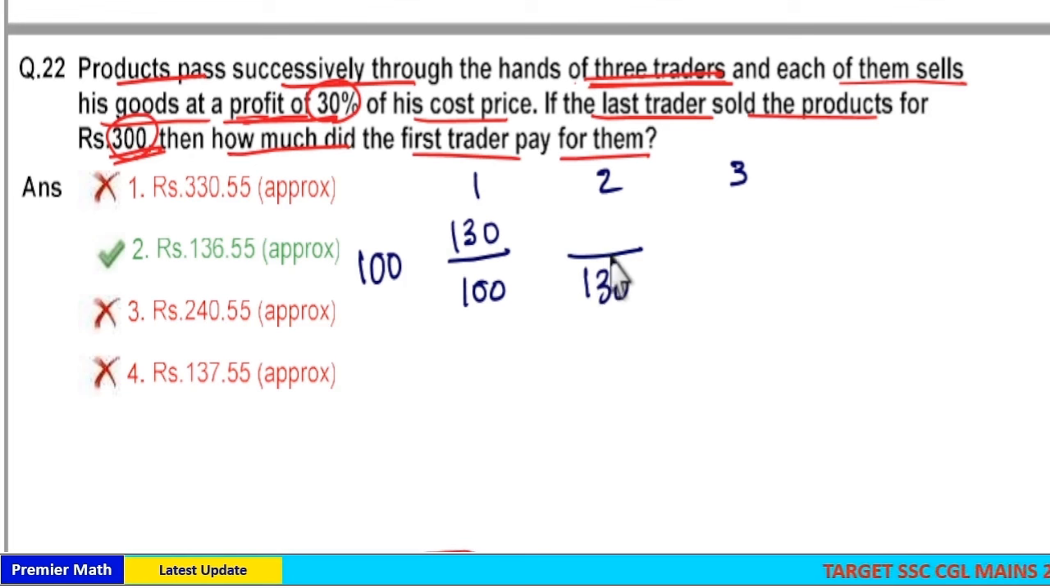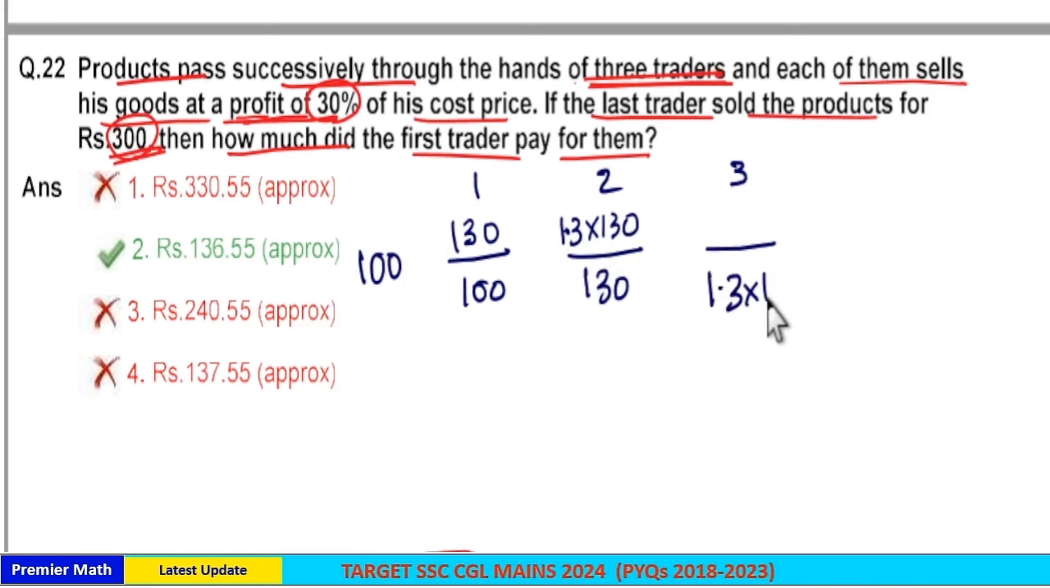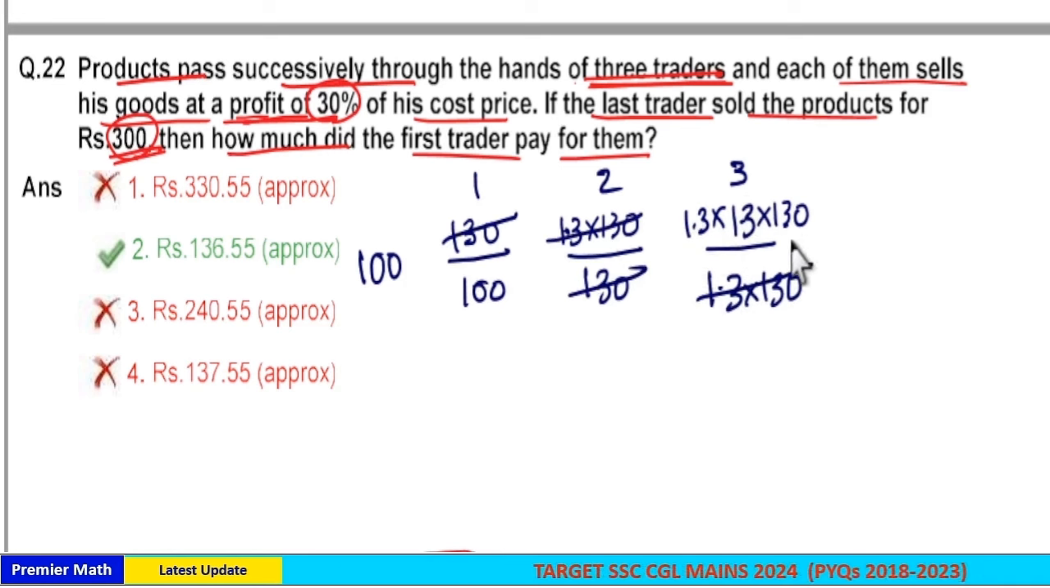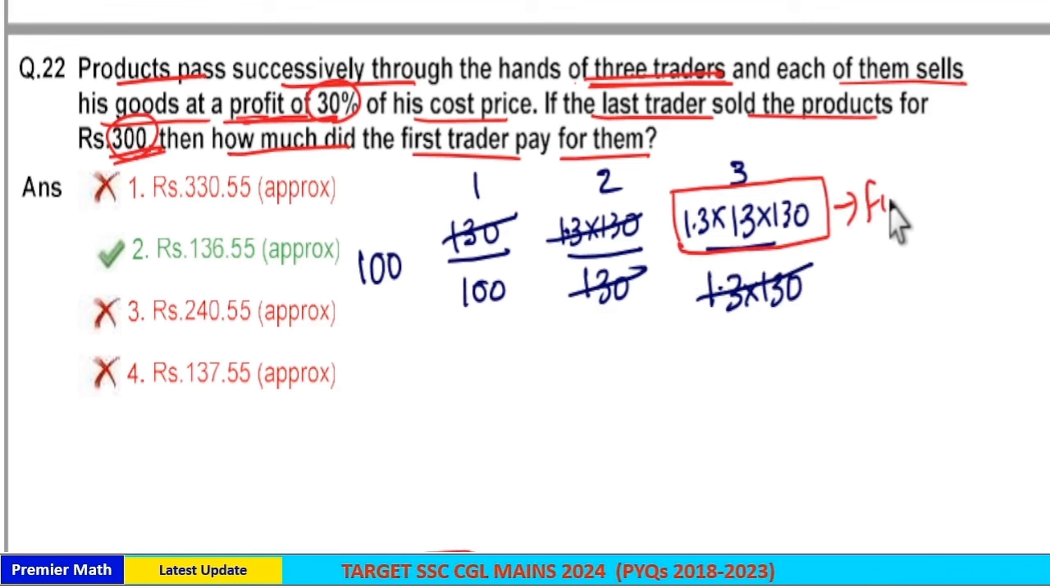Now the second person also sold it at 30% profit. 30% profit means 130% of the cost price. 130% means 1.3 of 130. Now this sell price is the cost price of the third person because he bought it at this price. So 1.3 into 130 is the cost price of the third person. Now he also sold it at 30%, which means 130% of cost price, which means 1.3. So 1.3 into cost price is 1.3 into 130. So 1.3 into 1.3 into 130 is the final sell price.